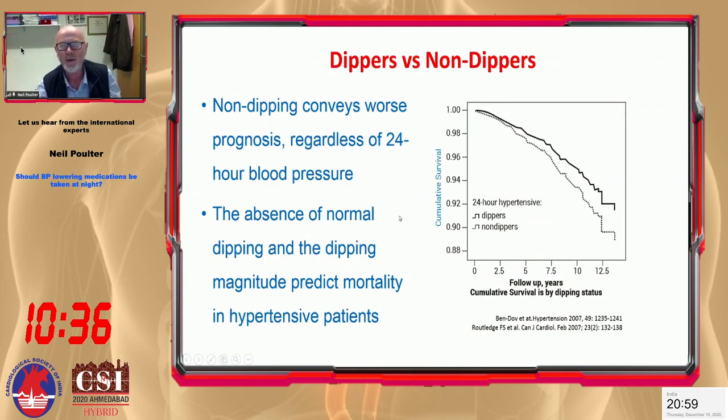We also know about dipping and non-dipping. The normal diurnal pattern is for blood pressure to dip at night, and the text here, non-dipping, conveys a worse prognosis, whatever your 24-hour blood pressure control is. And the absence of the normal dipping at night and how much you dip at night predicts mortality in hypertensive patients. On the right-hand side here, you can see survival rates. Here you are for people who dip in the normal ways and those who don't. Survival is consistently worse if you don't dip.